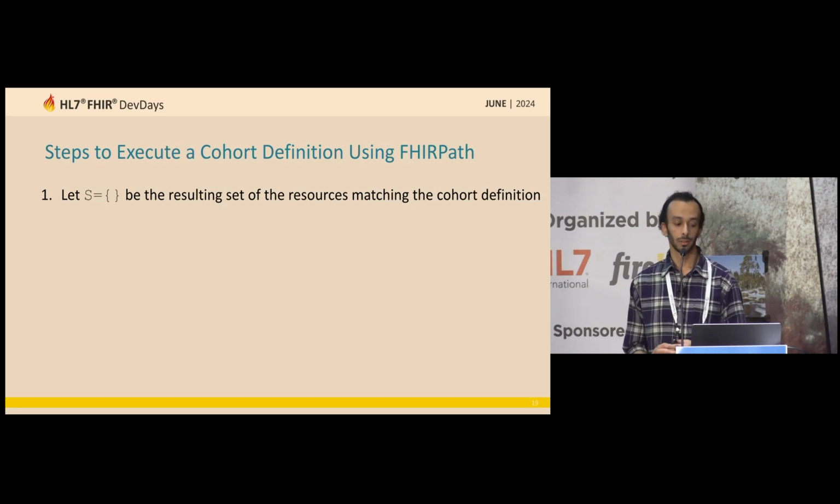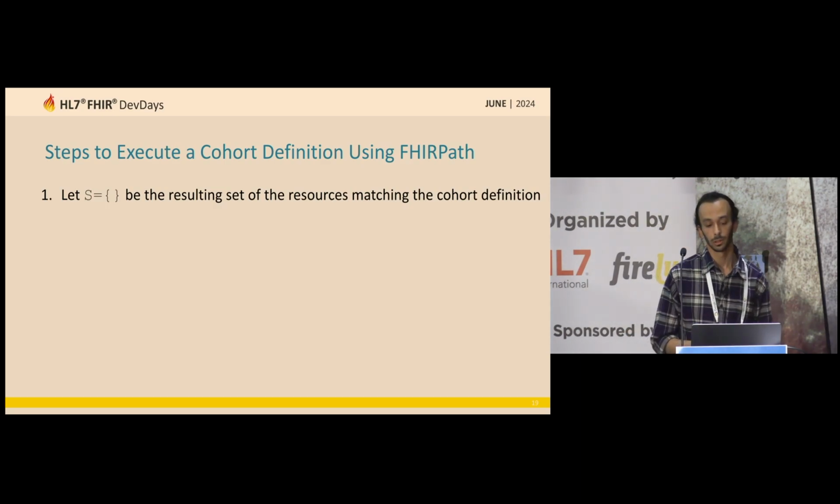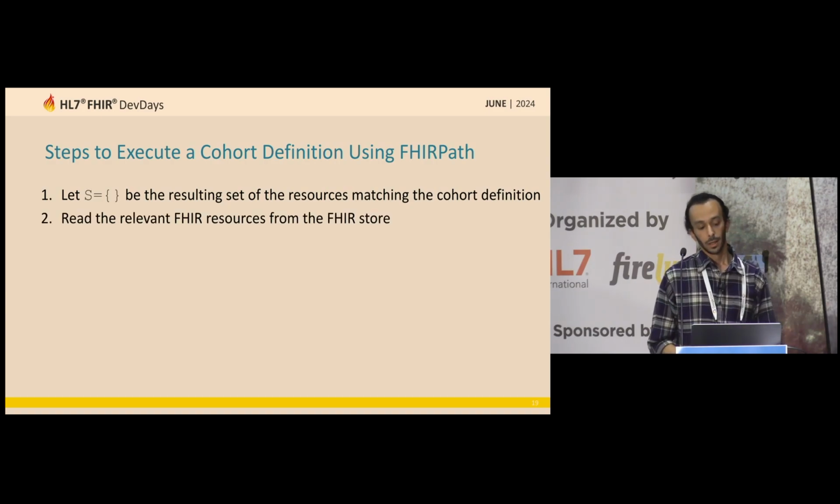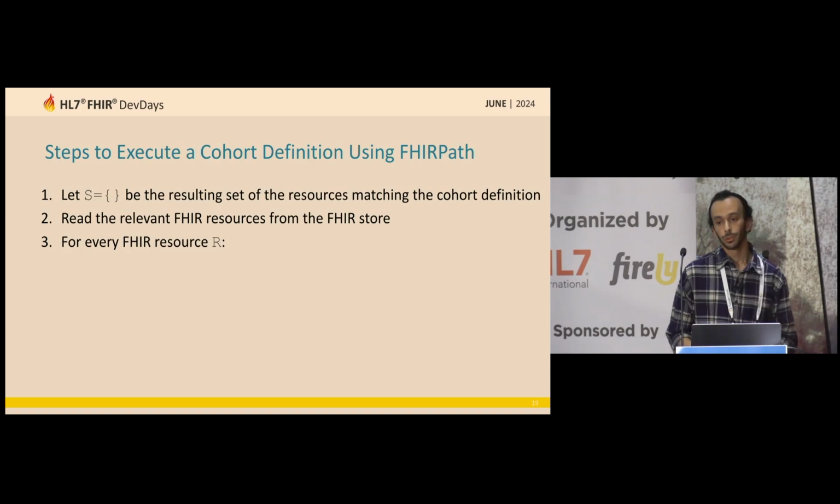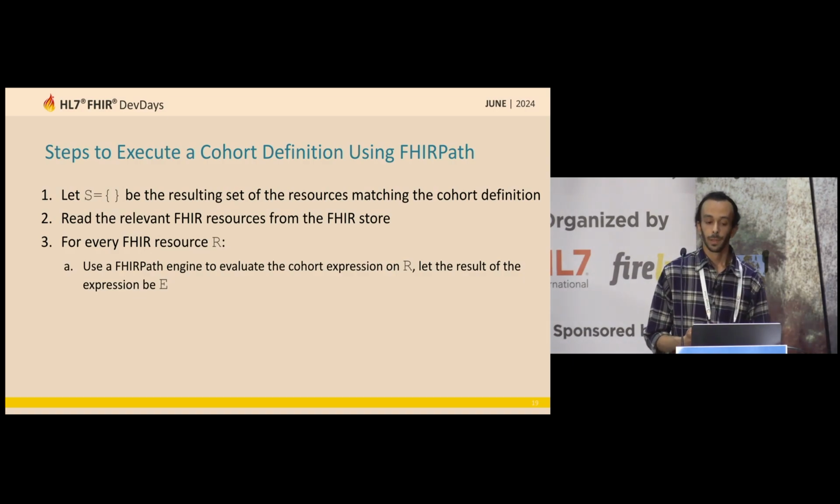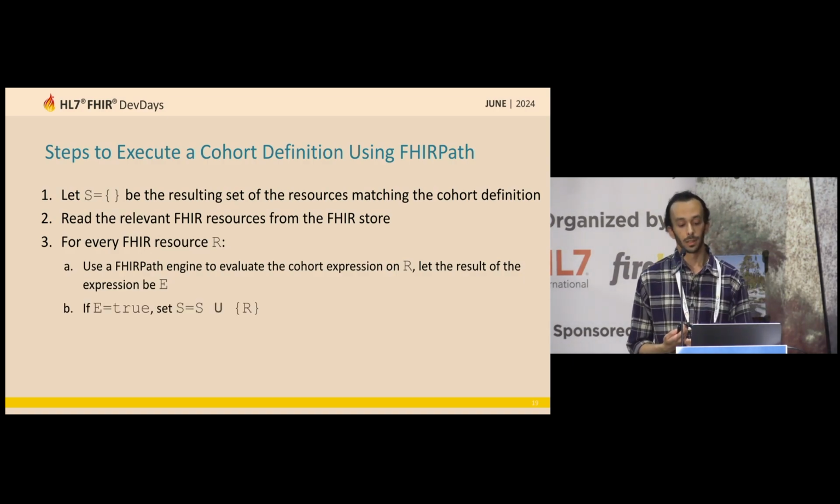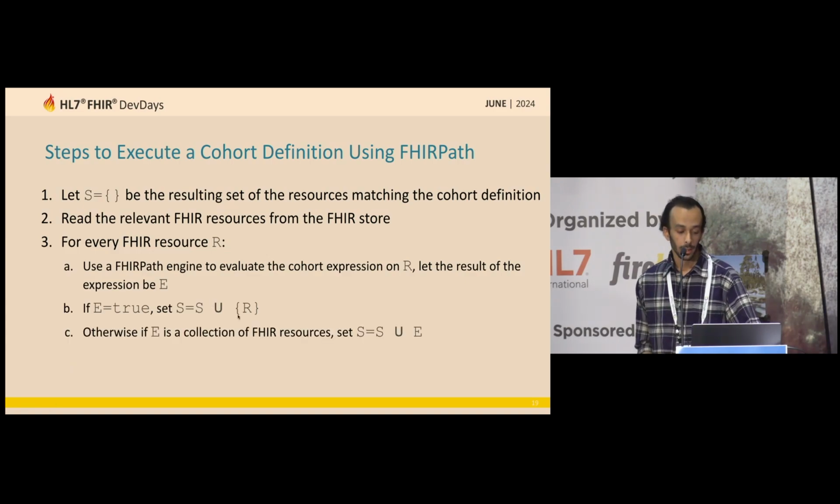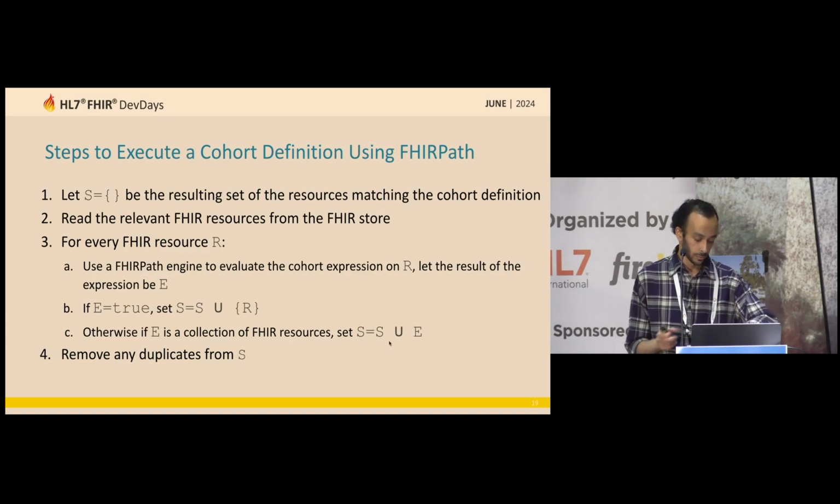So we start by initializing an empty set of results, which we will return in the end. And then we will read the relevant FHIR resources from the FHIR store. For each resource R, we will use our FHIRPath engine to evaluate the expression on R. If the expression evaluated to true, we add R to our result set. Otherwise, if it's a collection of resources, then we union it with S. And then we remove any duplicate resources, and then we return.